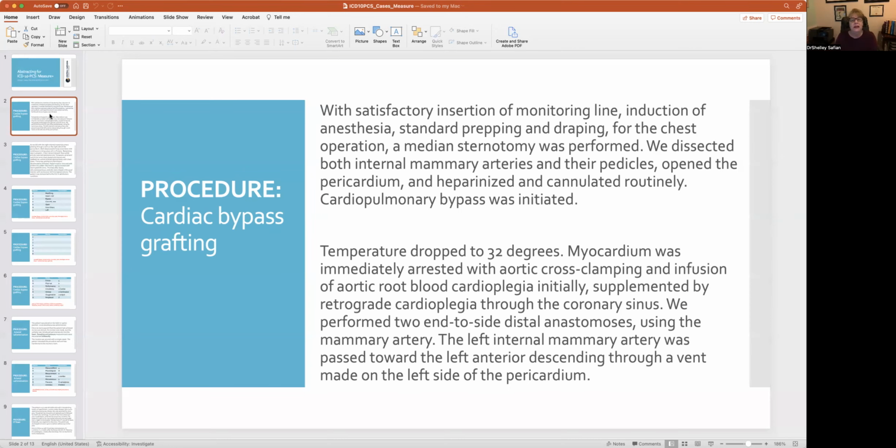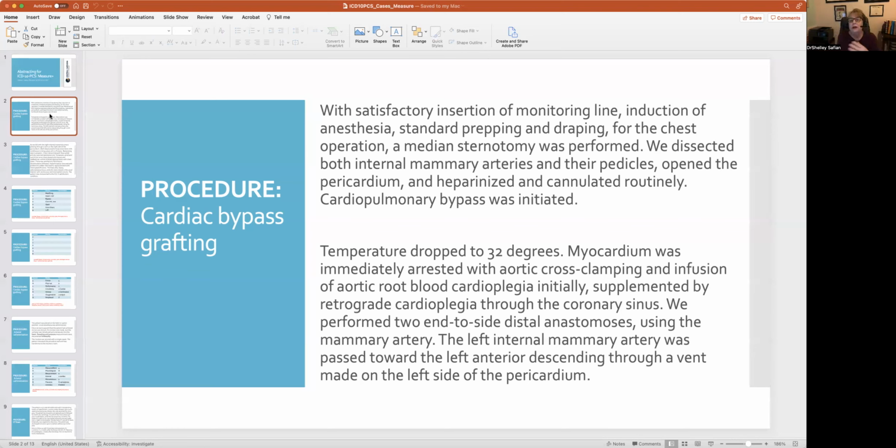With satisfactory insertion of monitoring line, induction of anesthesia, standard prepping and draping for the chest operation, a median sternotomy was performed. Now, this is why we made you take anatomy and medical terminology, right? Okay, so what do we know is we have the induction of anesthesia. Now, remember, that's going to be reported by the anesthesiologist coder with CPT. That may be you, it may not be you, okay?